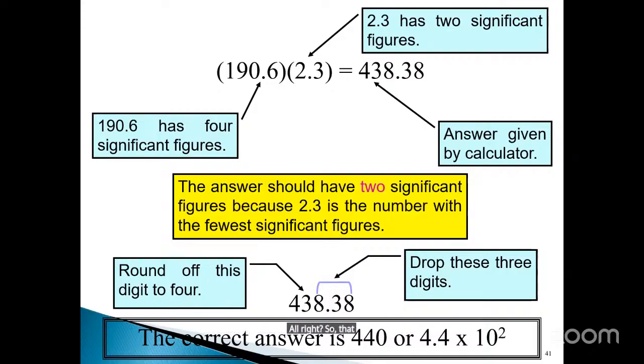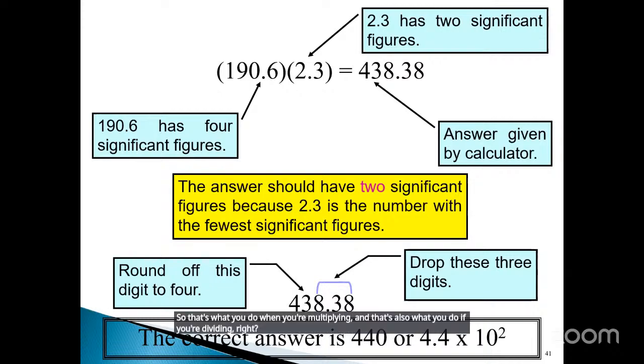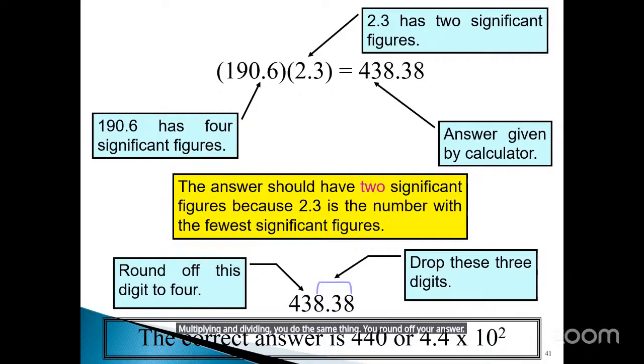So that's what you do when you're multiplying, and that's also what you do if you're dividing, right? And also, if you're doing a combination of multiplying and dividing, you do the same thing. You round off your answer to the lowest number of significant digits. All right. Any questions about this? Okay. So that's multiplication and division.